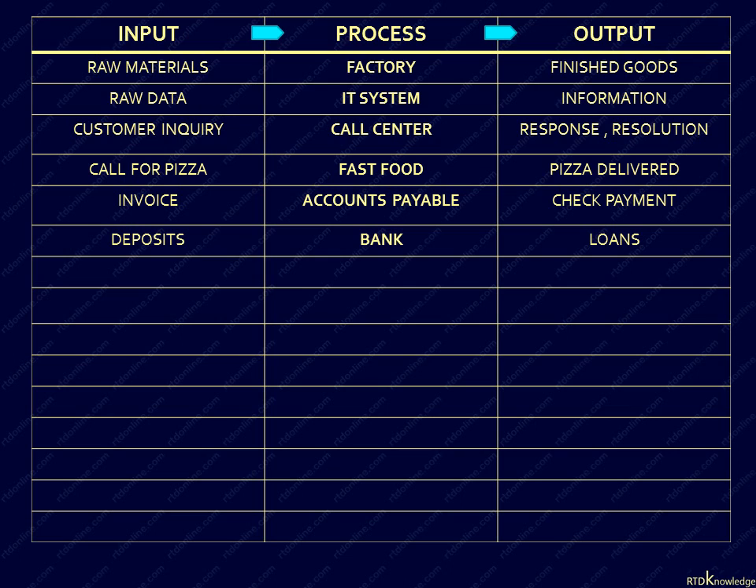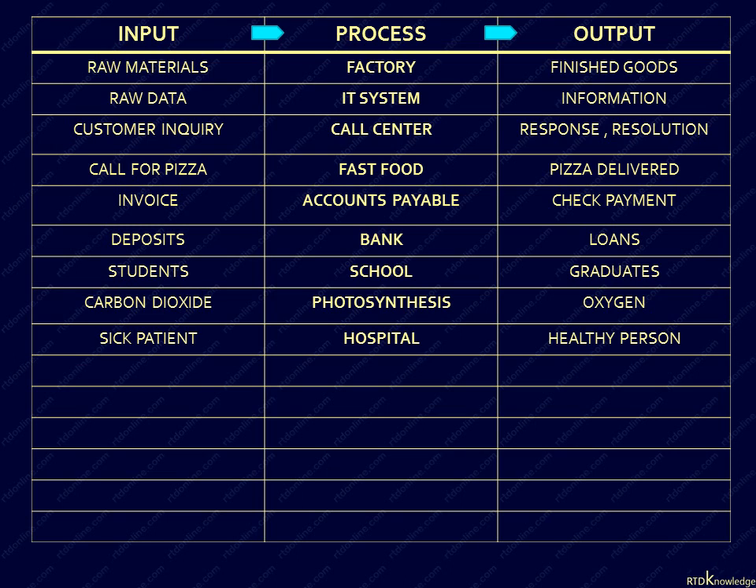Banks convert our deposits into loans. Schools turn students into employable graduates. Plants, through photosynthesis, convert carbon dioxide into oxygen. You enter hospitals as sick patients and come out hopefully as healthy persons. Maintenance fixes broken equipment and sends them back as working equipment.